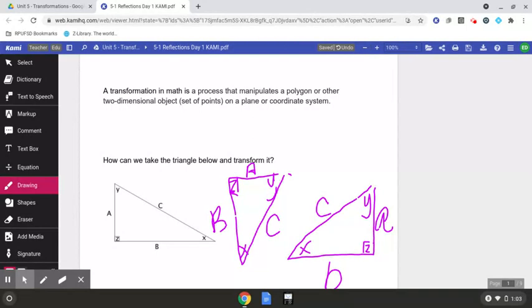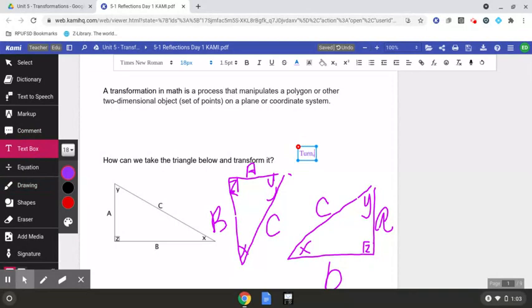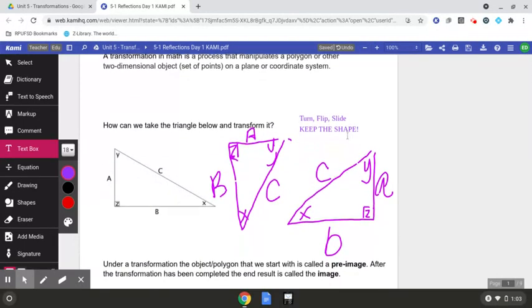So what we did was, I'm going to type this in for you to write as well. We turned, flipped, we slid, right? That's not in the same spot, all over, but we kept the shape the same. That's what's important with this. The shape stayed the same.